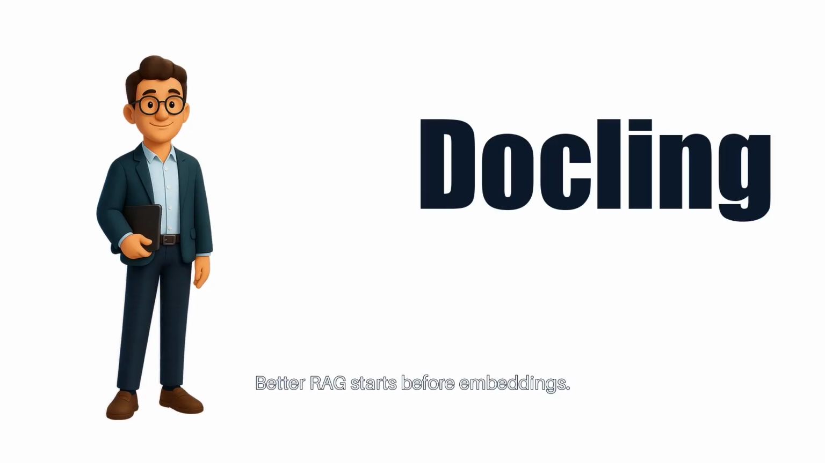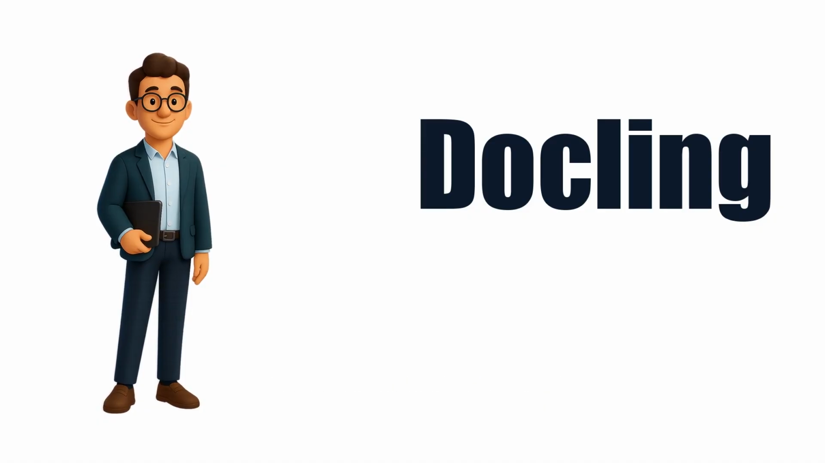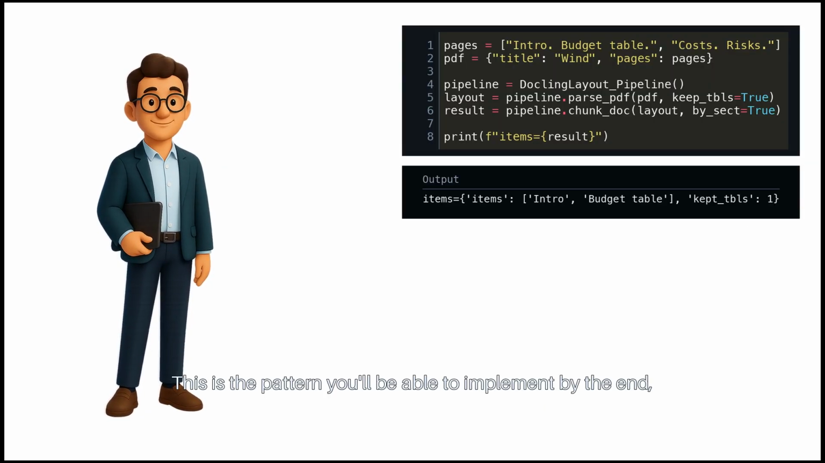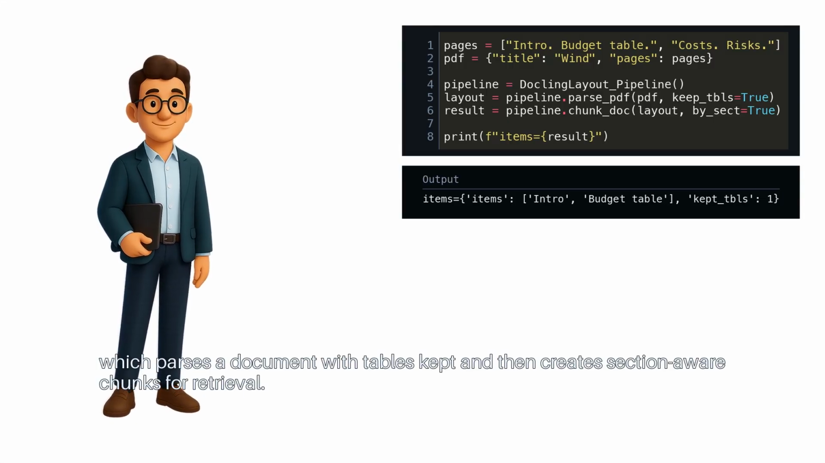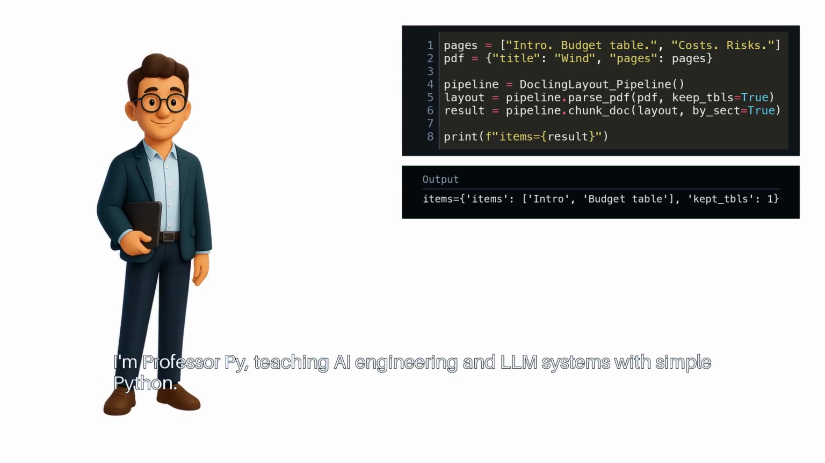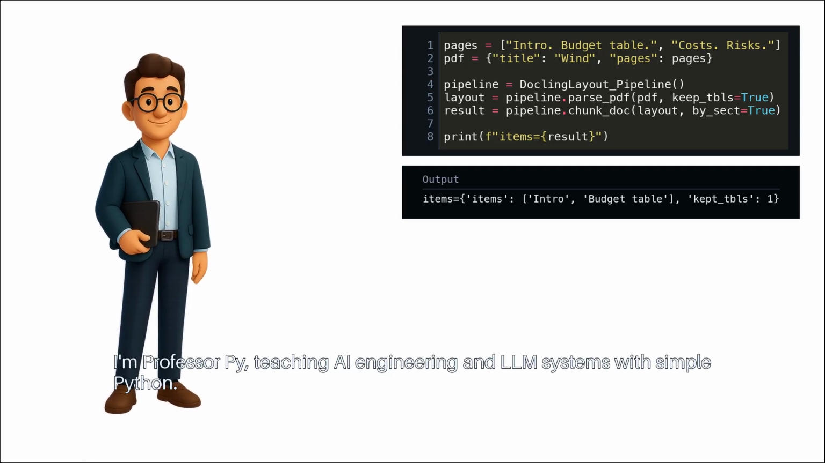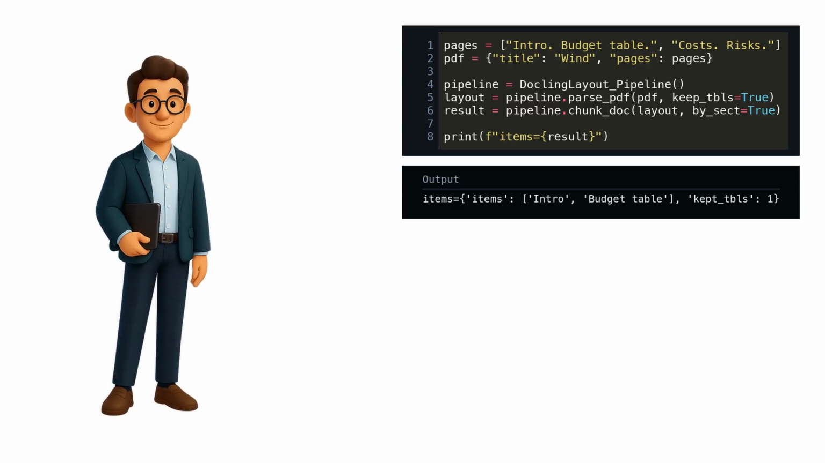Better RAG starts before embeddings. This is the pattern you'll be able to implement by the end, which parses a document with tables kept and then creates section-aware chunks for retrieval. I'm Professor Pi, teaching AI engineering and LLM systems with simple Python.